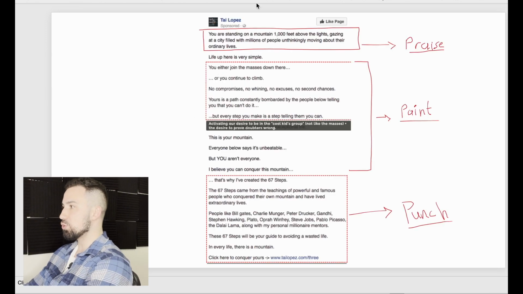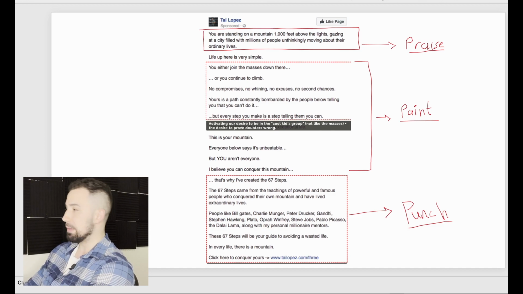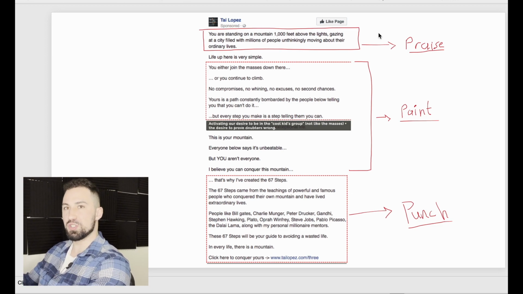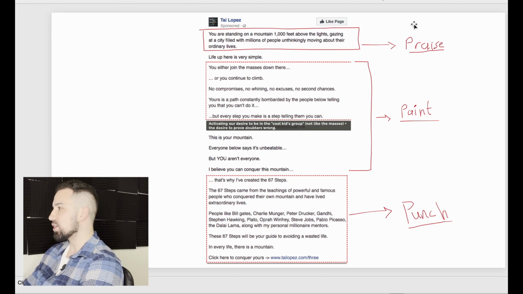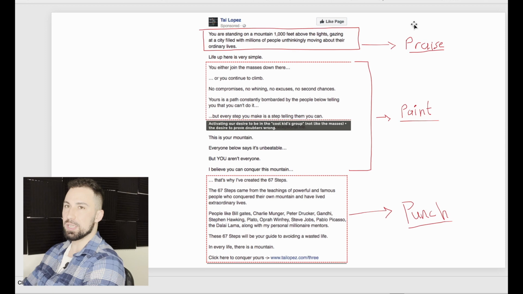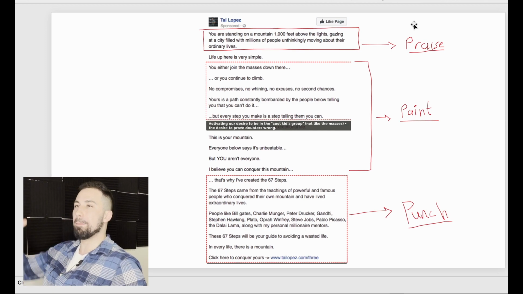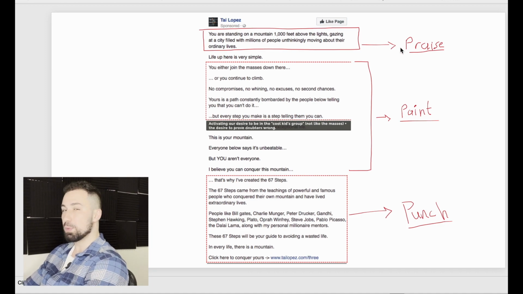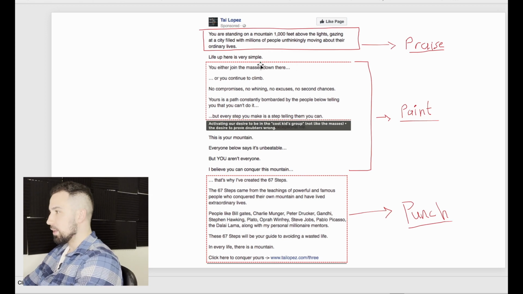Here's where Tai Lopez used this formula, maybe intentionally, maybe unintentionally, I don't know. He's actually making us picture in the first sentence. You are standing on a mountain 1,000 feet above the lights, gazing at the city filled with millions of people unthinkingly moving about their ordinary lives. So he's actually making us picture that we are above the mall. We actually made it out of the matrix. So he's praising that, right? He's making us imagine that he's praising us, right?